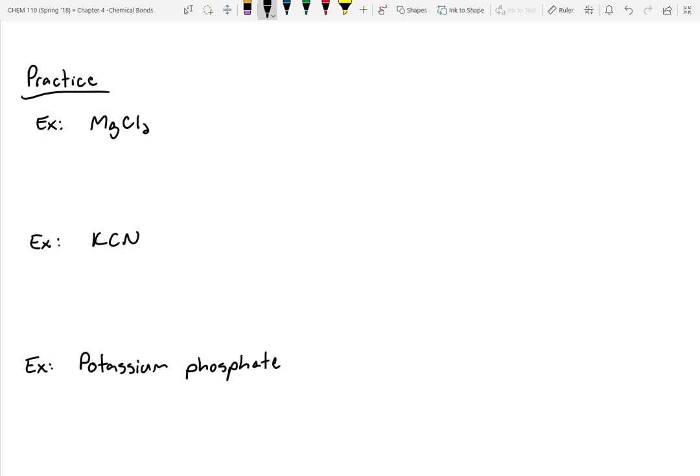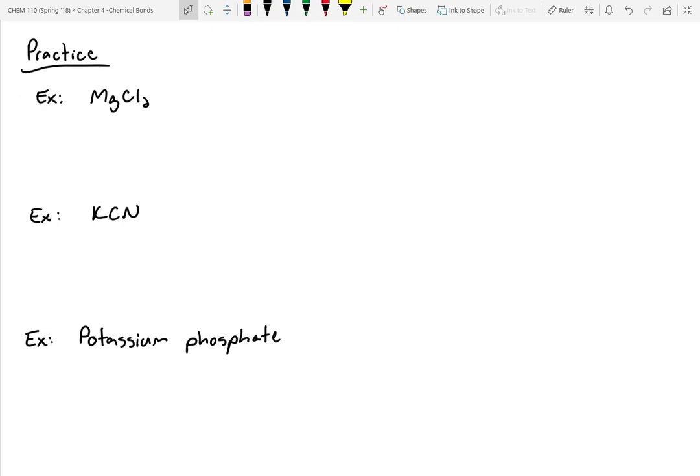So I'll give you a minute to look these over. You may want to check with the neighbor and confirm that you're structuring your name or molecular formula the same way. All right, let's try to do this as a class, and I'll show you my thought process that I like to use when I'm naming these. So we'll start with MgCl2.